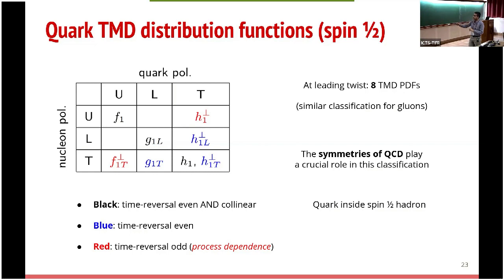The mechanism is slightly different distribution by distribution, but the bottom line is that they don't survive at the collinear level. The blue ones are the so-called TMD time reversal even, and the red ones are the time reversal odd ones. These functions have specific properties under the time reversal symmetry, and we're going to see what it means later on. But the most important thing to keep in mind is that they become process dependent.